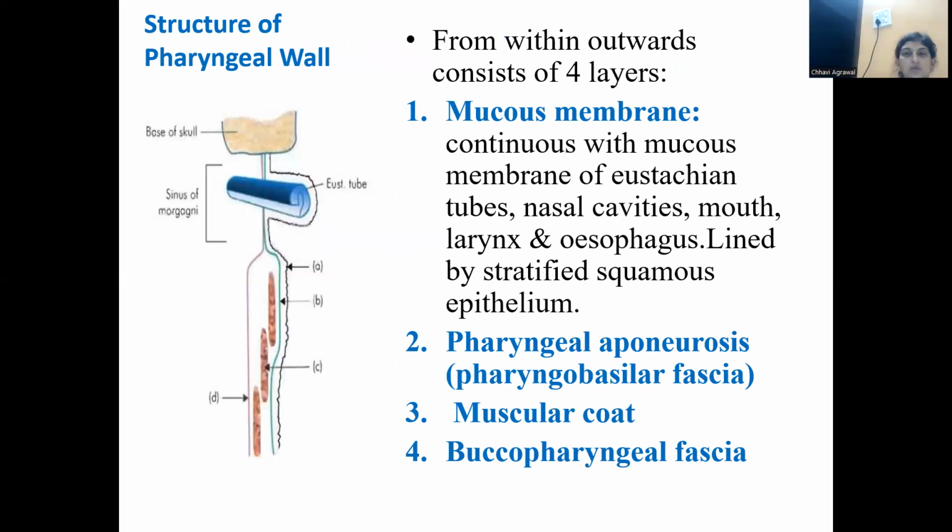The structure of the pharyngeal wall, from within outwards, consists of four layers: the mucous membrane, which is continuous with the mucous membrane of the eustachian tube, nasal cavity, oral cavity, larynx, and esophagus, and it is lined by the stratified squamous epithelium. Second is the pharyngeal aponeurosis formed by the pharyngobasilar fascia. Third is the muscular coat, and fourth is the buccopharyngeal fascia.